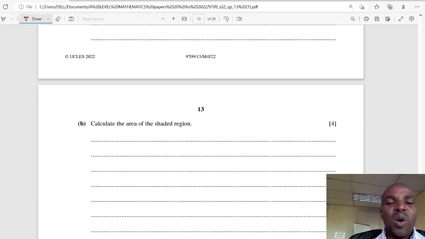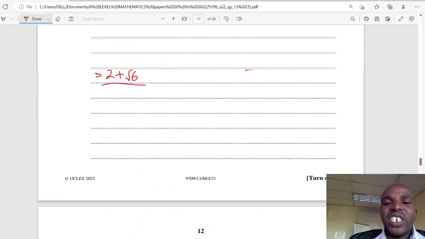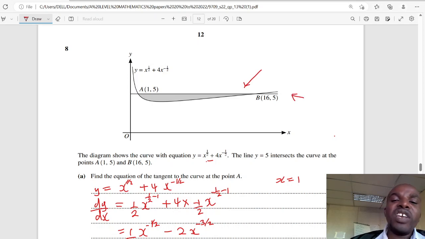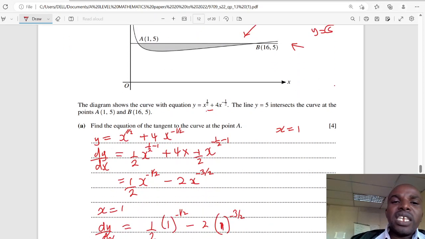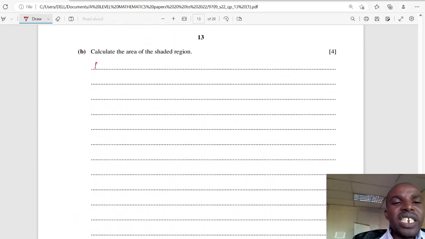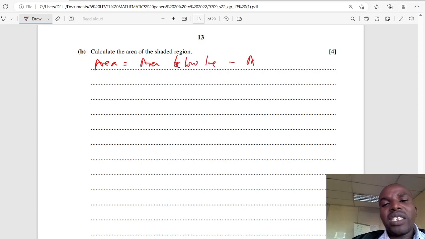Then calculate the area of the shaded region. Area of the shaded region: if you check here, we have the line that is above the curve. So you can say area below the line minus area below the curve, right? And our line is y equals 5. That's our line. So you say area shaded is equal to area below line minus area below curve.